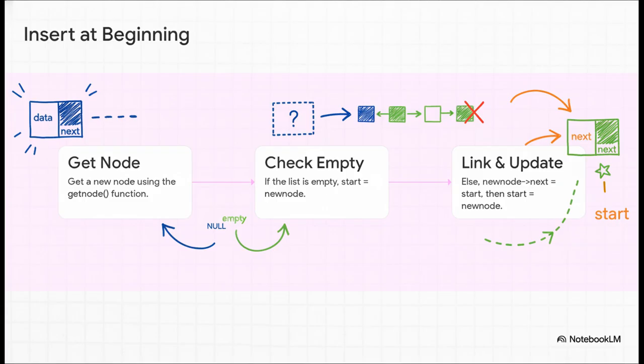If start equals null, boom, your new node is the start. But if it's not empty, you have to point your new node's next field to the current start node first, and then update the start pointer itself. The order of operations is literally everything here.